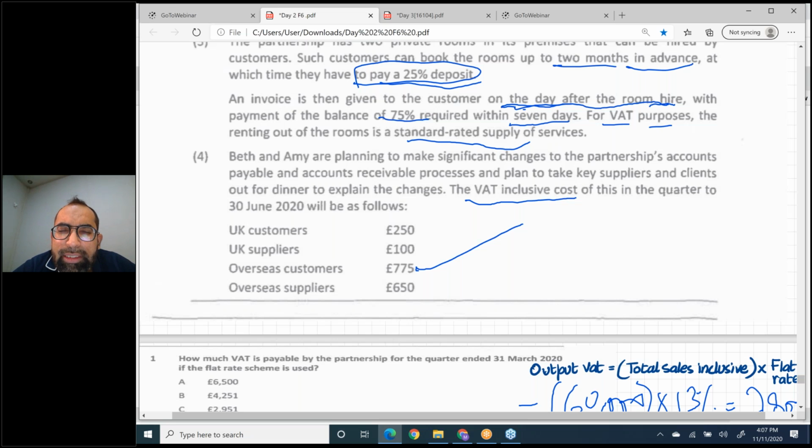for this overseas customers amount, and this is an inclusive amount, so we all know, we just do 775 times 20 upon 120. 775 times 20 divided by 120. That's it. Okay, let's do it.